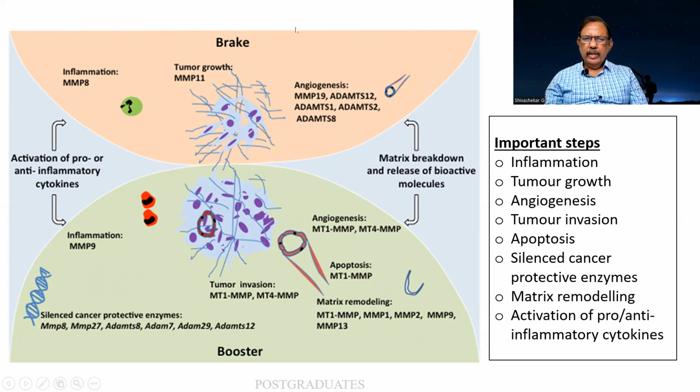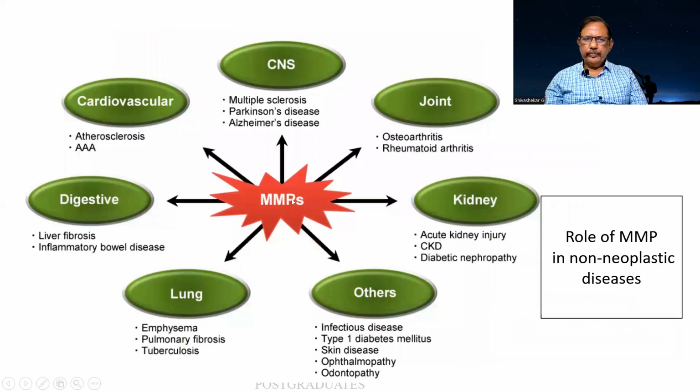So this is the matrix over here. In one cell, things are active, and in another cell, it is being impeded. This again shows us the activity of the matrix metalloproteinases in non-neoplastic diseases. So in our answer, we will make a mention of it. CNS, for example, in multiple sclerosis, Alzheimer's disease, cardiovascular atherosclerosis, digestive liver fibrosis, lung emphysema. Others, there can be diabetes, skin diseases, kidney, it can be acute injury or chronic kidney disease, joints, osteoarthritis, rheumatoid arthritis. So, such is the role of matrix metalloproteinases. And to be frank, if you go to the net or to the library, each one of these will be dealt with by an individual article or a research paper. But this is a good slide to summarize the entire thing.